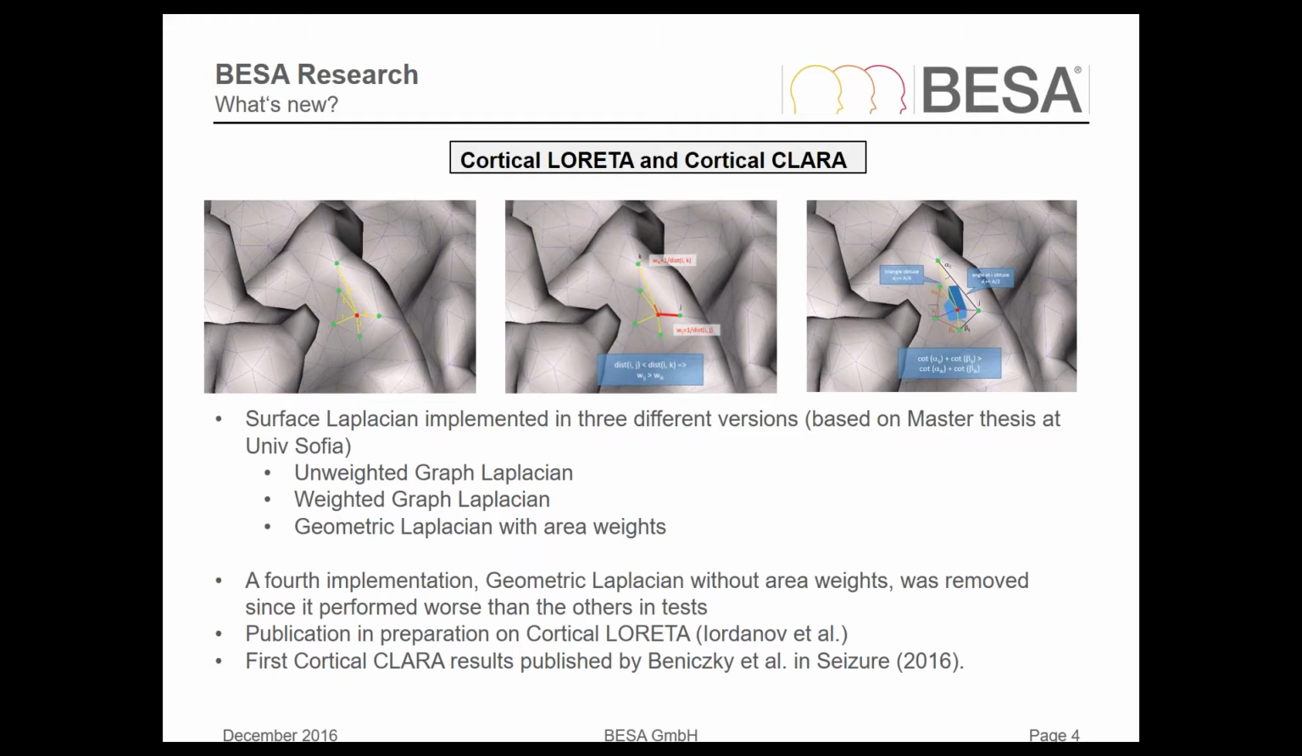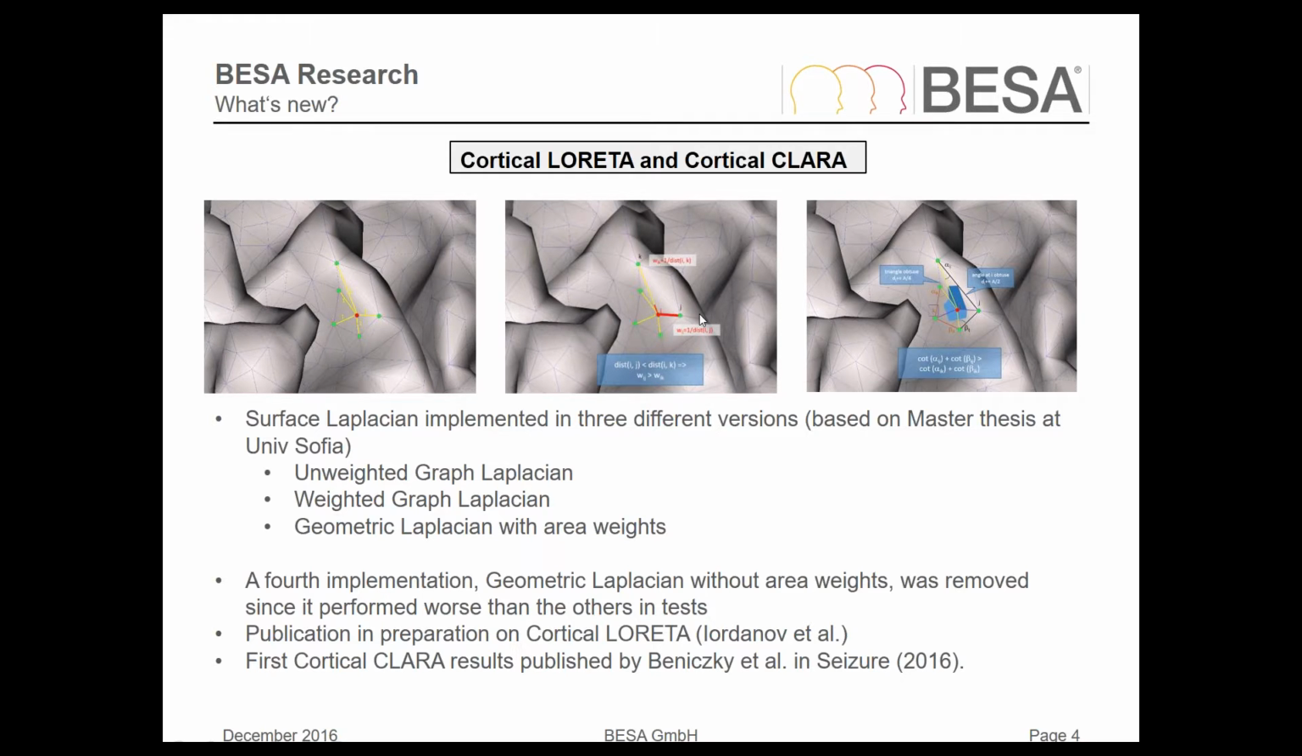We worked with the University of Sofia to evaluate the performance of several approaches to realizing the Laplacian on a 2-dimensional surface mesh. The best Laplacian seems to be the unweighted graph Laplacian, which is the most robust in the tests that were performed, and you can see that on the left here. We also added more solutions.